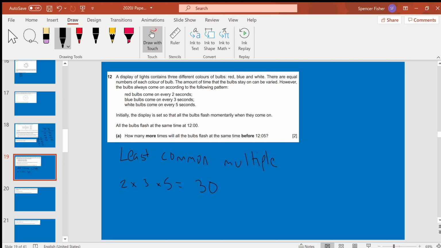Initially, the display sets all the bulbs. Okay, so the question is, how many more times will all the bulbs flash at the same time before 12:05? And that's kind of an annoying way to phrase it, an annoying way to ask it, but fair enough.